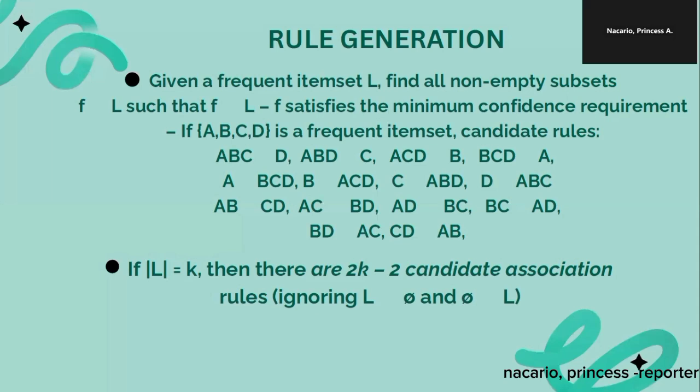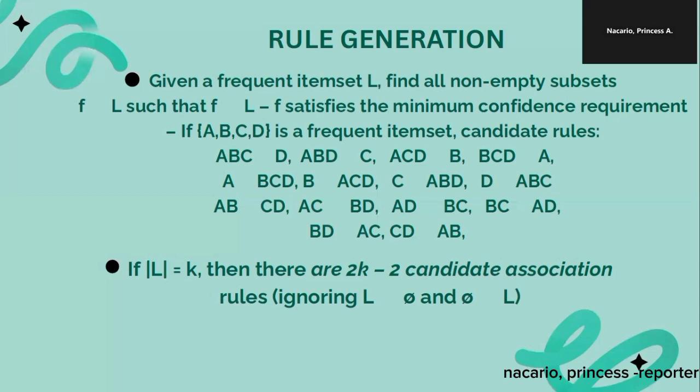For example, if we have a frequent item set like A, B, C, D, we can generate rules like A, B, C implies D; A, B, D implies C; A implies B, C, D; and many more, as shown on the slide.